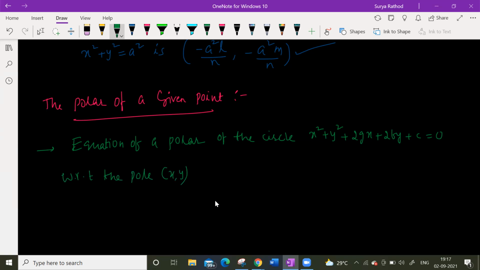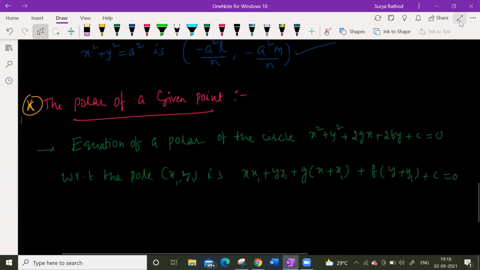Pole x comma y, or x1 comma y1. Very, very important formula. Look clearly, listen to me carefully. It is x x1 plus y y1 and so on. Beautiful and very, very good formula and very, very important as well. If you know this straight away, you can solve plenty of questions. It's all important.